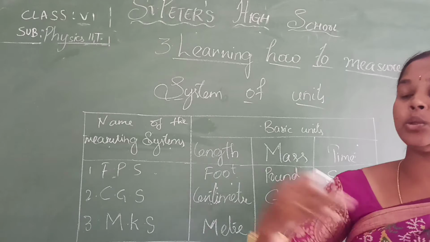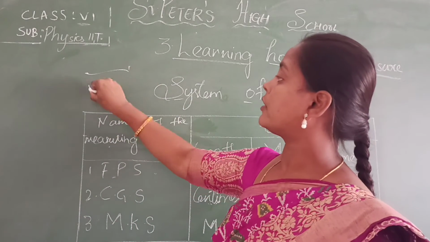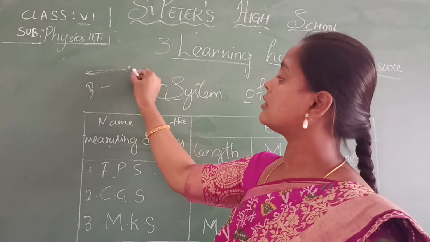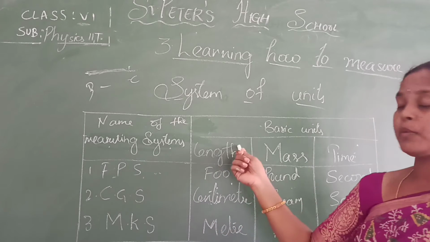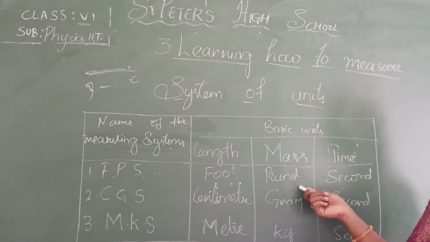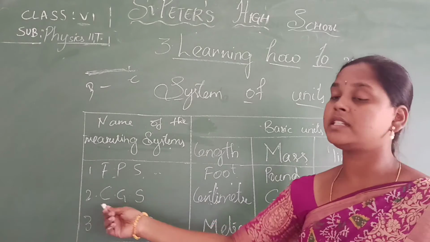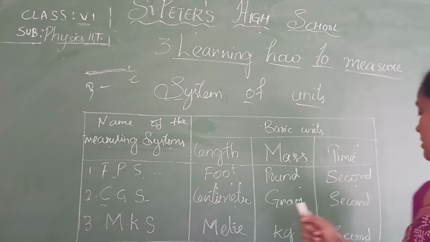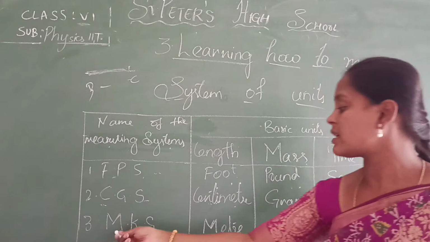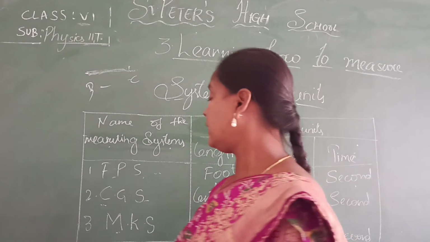Length is how much from here to there, from A to B, from B to C. This measurement is called length. So here for FPS, length is measured in foot, mass is measured in pound, mass means weight, and time is measured in second. And next is CGS: C centimeter, G gram, S second. And MKS is nothing but meter, kilogram, second.